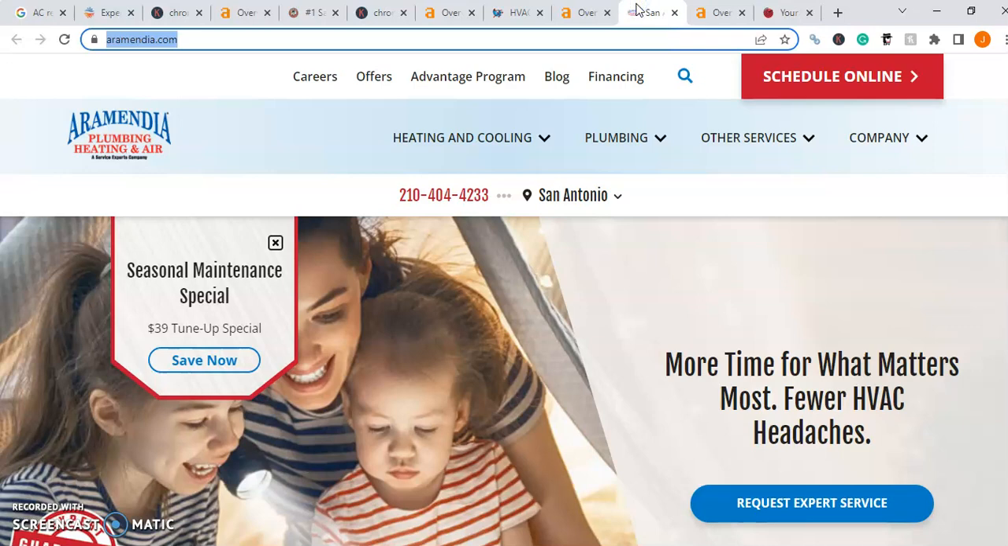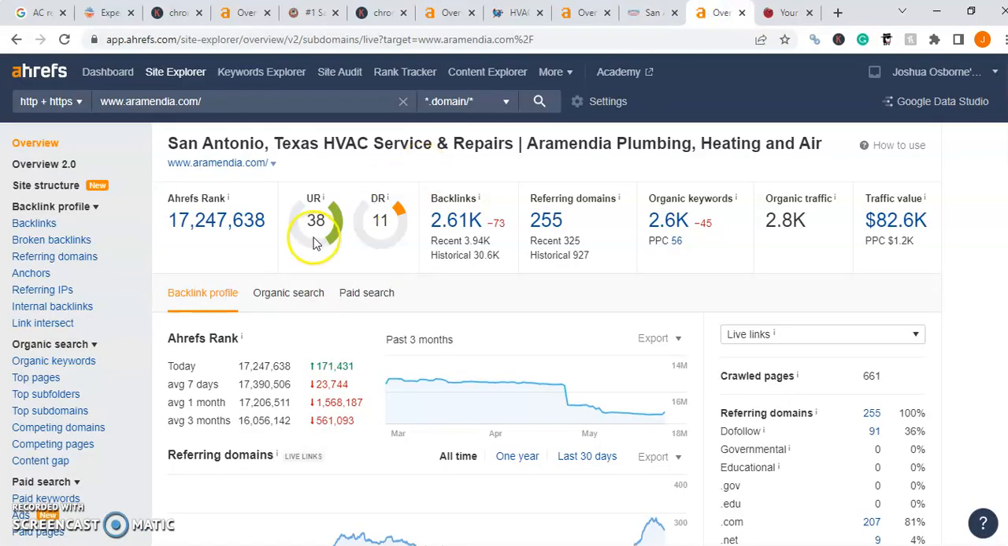And then if we keep working our way down, we have Armendia. Armendia has a 38 UR and 11 DR. It generates about 2,800 users per month. But something to really notice here is the traffic value, which is at $82,000 a month. Traffic value is a stat that determines the buyer intent of each keyword.